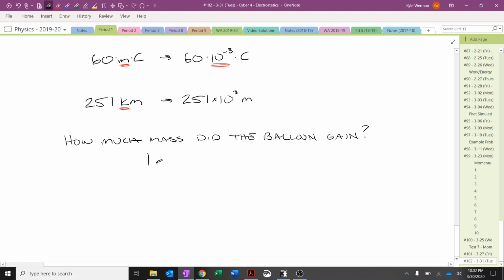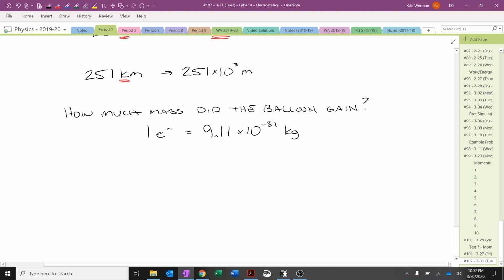Well, if you do a little Google search, you'll find that one electron has 9.11 times 10 to the negative 31 kilograms of mass. That's how much mass one electron is. A really small amount. That's a lot of zeros in front of that 9. And so, once again, we just have a simple conversion. I know we have 2.5 times 10 to the 11 electrons that are extra on that balloon. And all I want to do is go from electrons to kilograms. And 1 electron is 9.11 times 10 to the negative 31 kilograms.